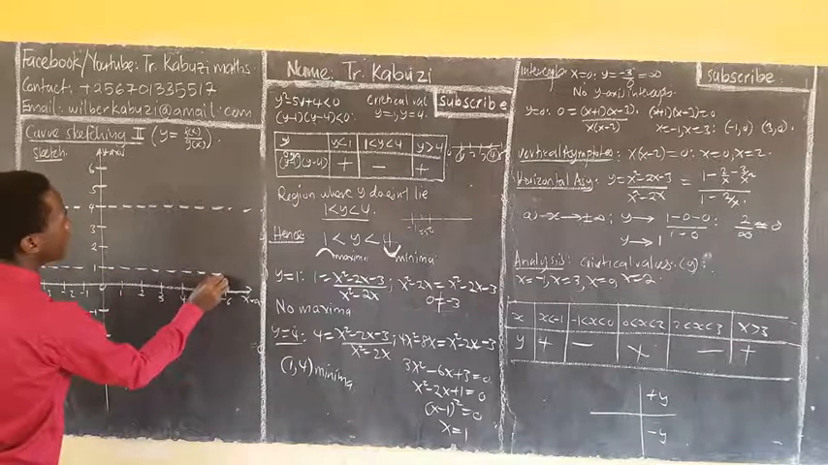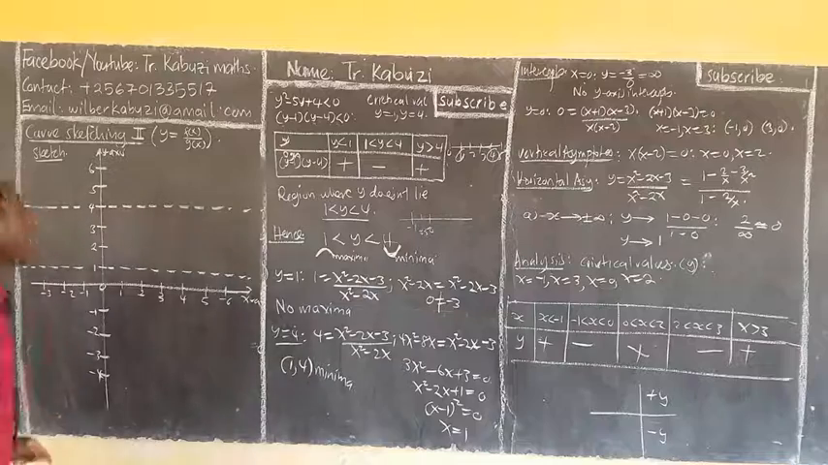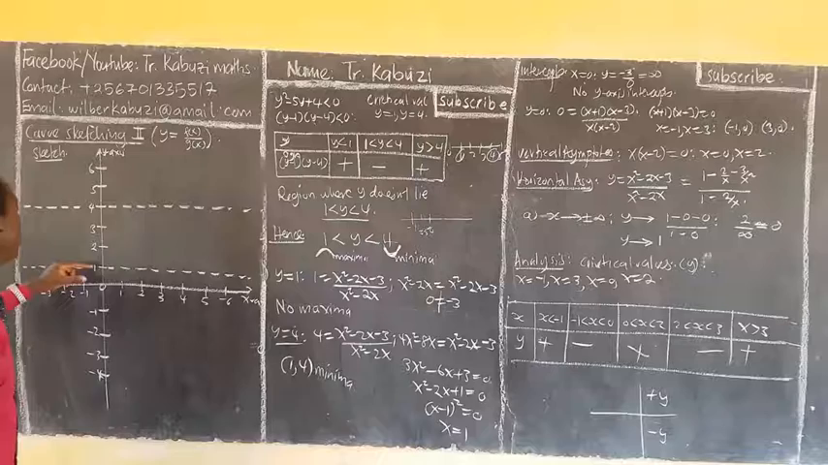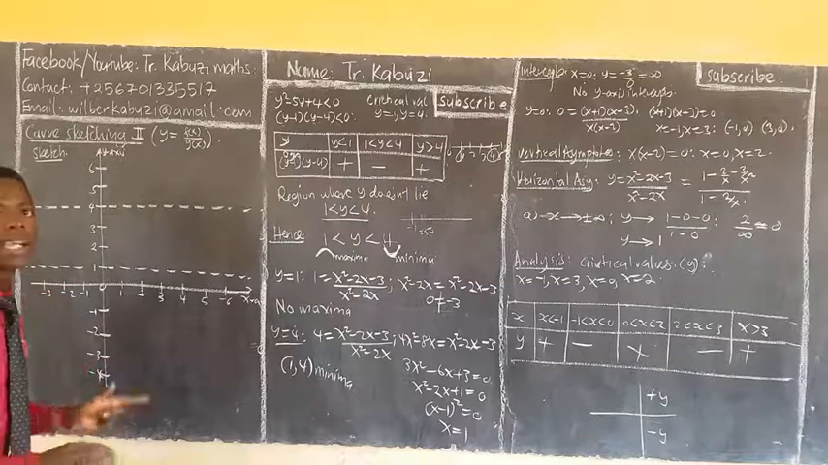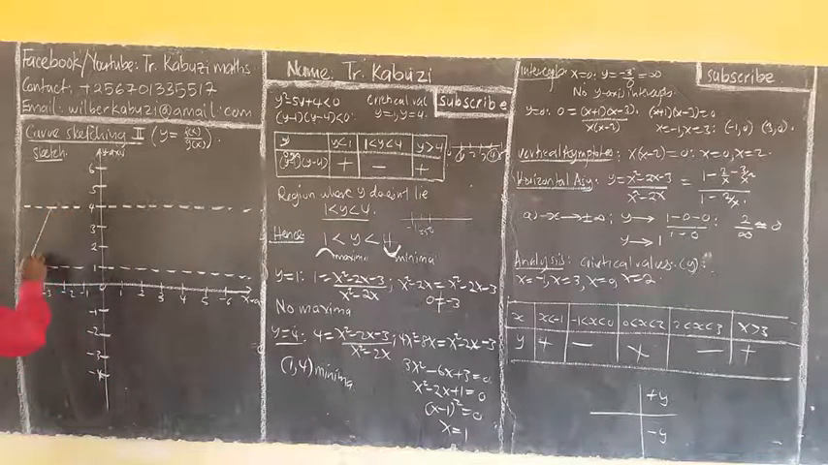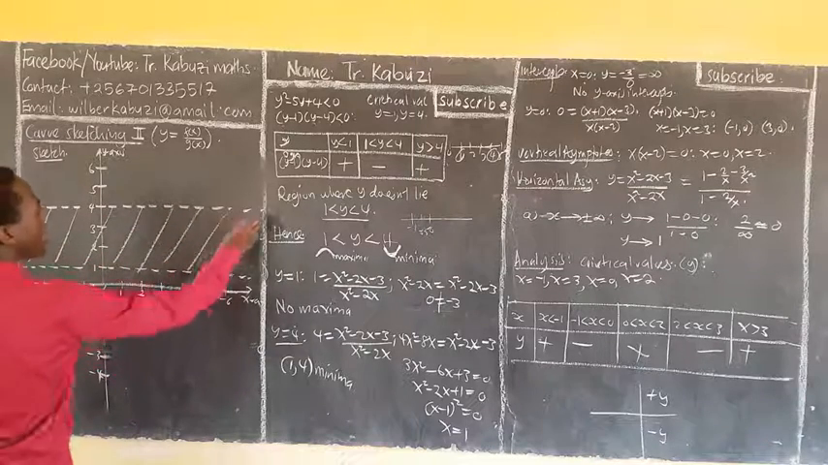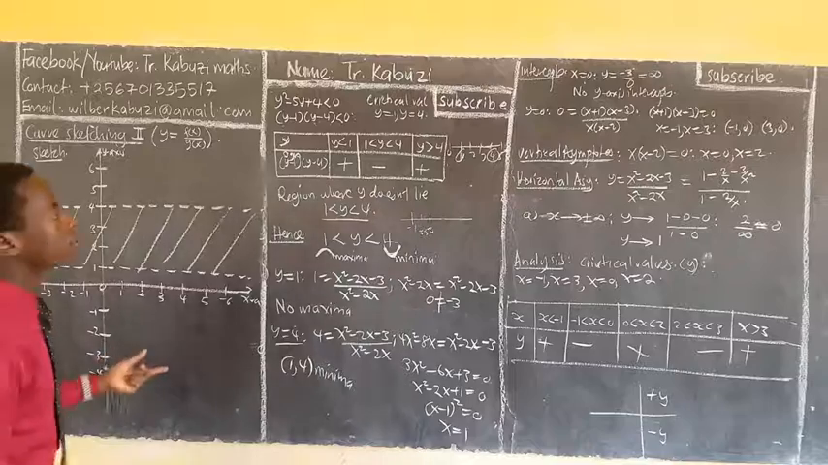Like this. And they are telling me that the curve is not passing between 1 and 4. Between 1 and 4, the curve is not passing there, so we shade it. It's not passing here. Our curve is not passing in this region, like this. Then I come to asymptotes.